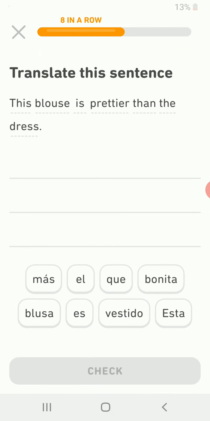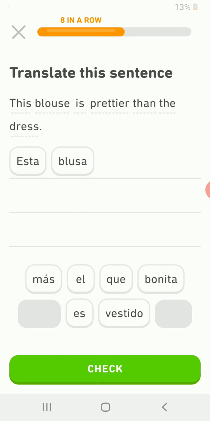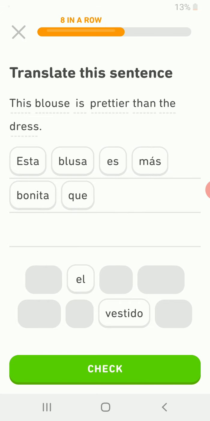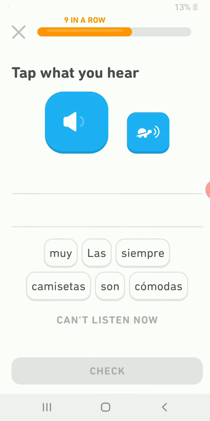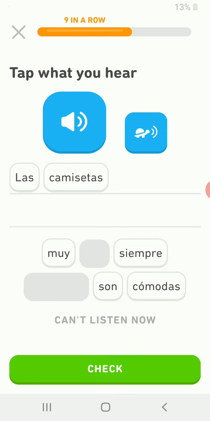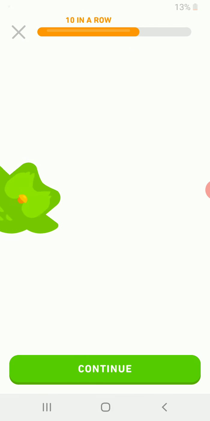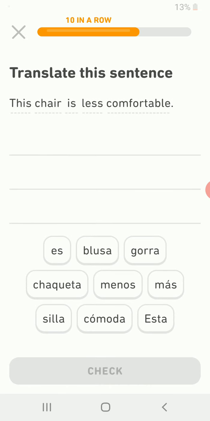This blouse is prettier than the dress. Esta blusa es más bonita que el vestido. Las camisetas siempre son muy cómodas. Siempre is always, of course. And we have about 6 more questions to finish this.